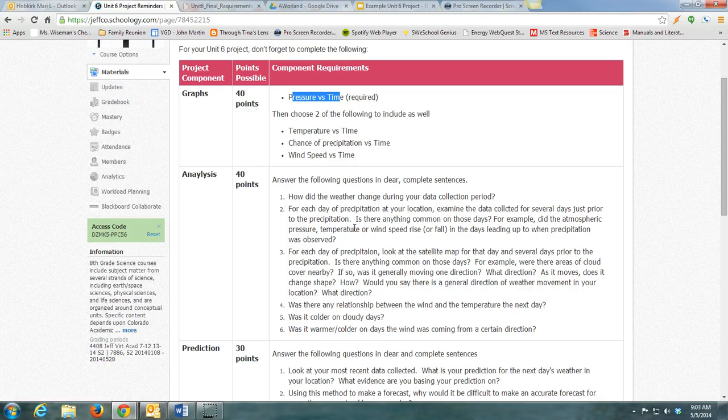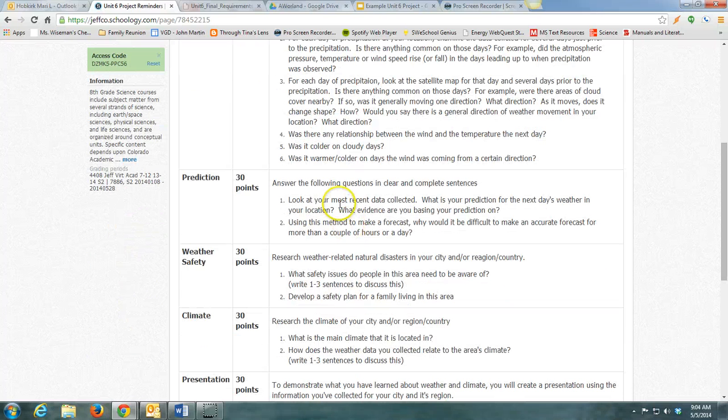Now, this is where you're demonstrating that you understand everything we've learned about weather. And if you don't have a good understanding, this is where you're going to lose points. Prediction. Again, you're going to look at your data that you have gathered, and then you're going to make a prediction. Weather safety. We did a little bit on weather safety. So your city is Miami. So what safety issues about weather do people have in that area? And then given that, you have to develop a very detailed safety plan for a family living in this area.